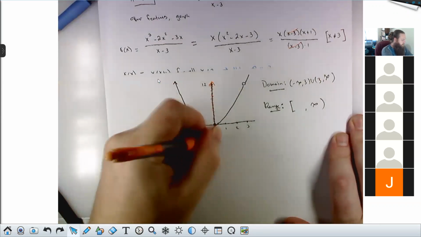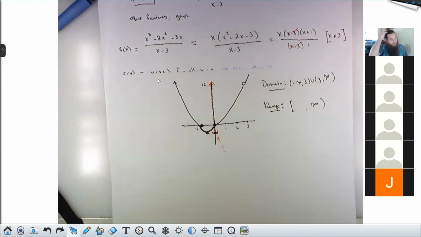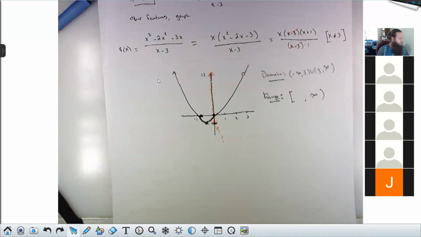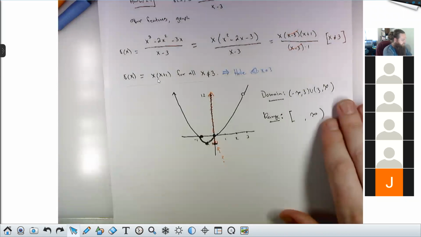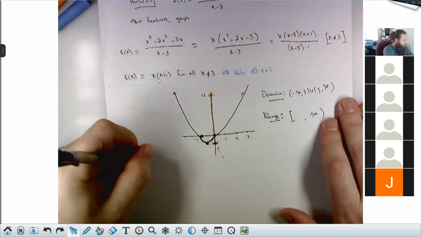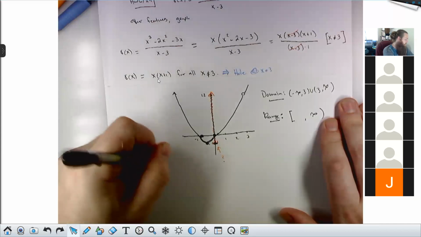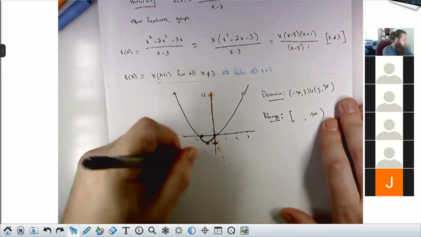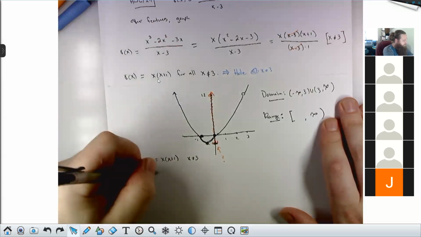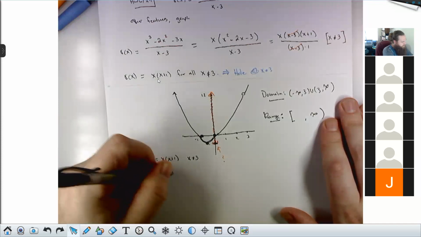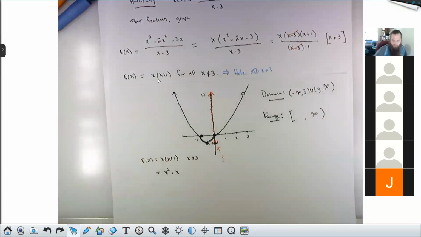The question is, what's this guy? And the answer, somebody said it a second ago, is it's the y value of the vertex. So you've got multiple options to find that. I'm going to do it by completing the square. So we know r of x is equal to x times x plus 1 for all x not equal to 3. That's the same as x squared plus x this time.